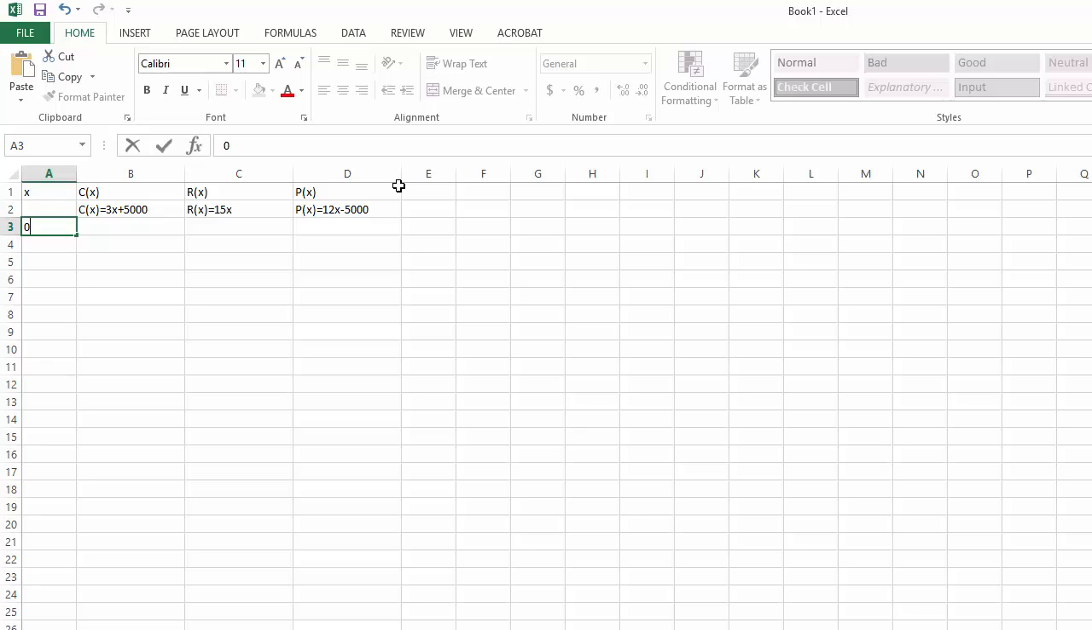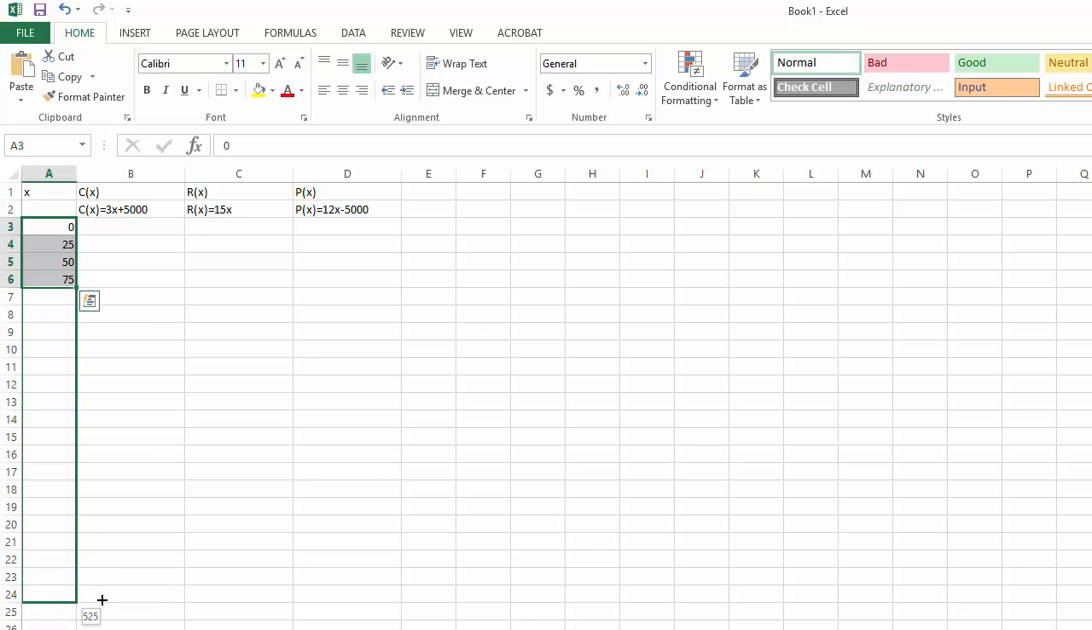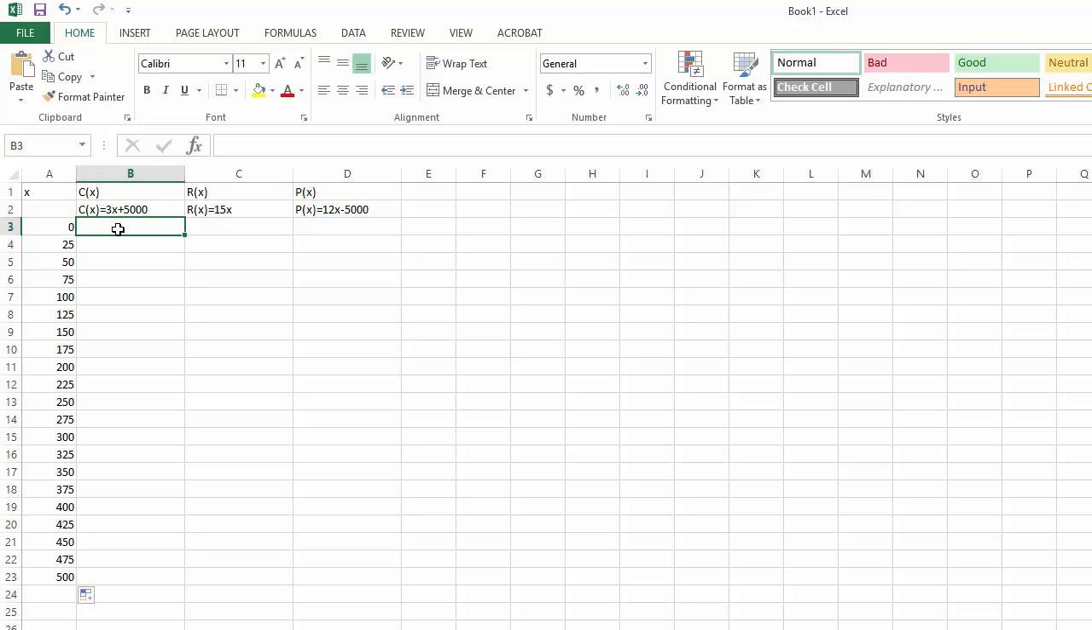So if I wanted to plot these, say I'm going to start at 0 units, and then I'm going to go up by 25. I'm going to bring it all the way down to 500 units. Okay, so now I want to program each and every one of these cells to do the thing for me.